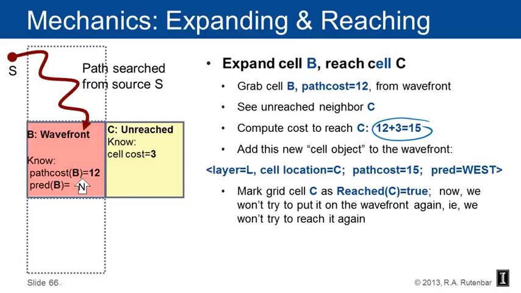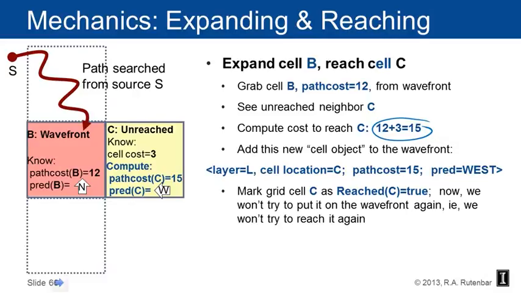Right? The cell location is C, so that's either some coordinates or a pointer back to where this thing is in the grid. The path cost is 15, and the predecessor is west because I reached this thing from B, and B is to the west. And now I'm going to mark cell C as reached. I'm going to mark that bit in the grid as true. I won't try to put it on the wavefront again. I won't try to reach it again, right?